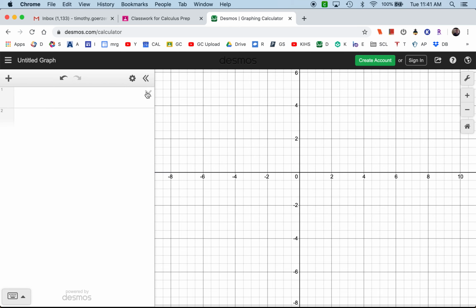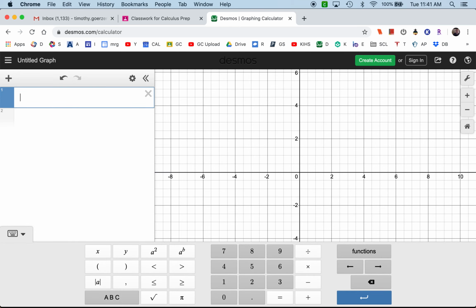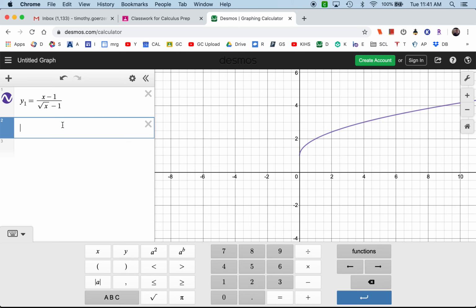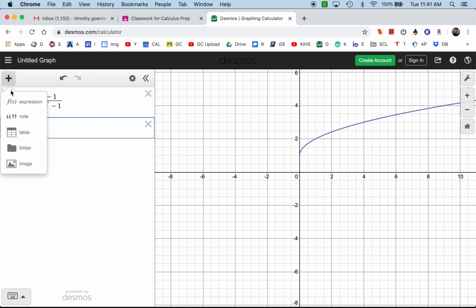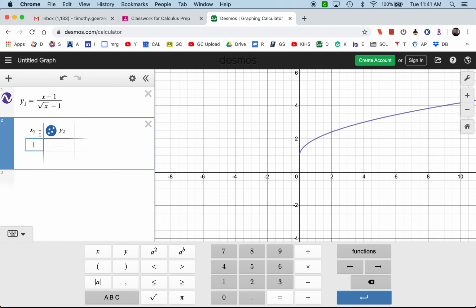So I'm going to type in y1 equals, I'm going to do a fraction line. In the numerator is x subtract 1. In the denominator, square root x, move the cursor, subtract 1. I want to do a table. And I want to use x and y1. Give it a second. Maybe it'll kick in.